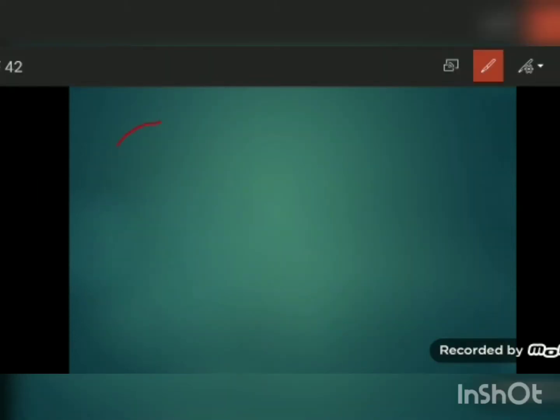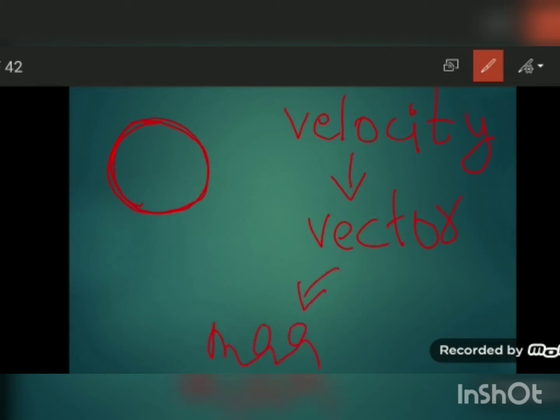Now see, suppose the circular motion is like this. If some object is moving constantly like this, its motion is called circular motion. Now suppose, we have already studied about velocity. Velocity is actually a vector quantity, right? And in a vector quantity we have to consider magnitude and direction.